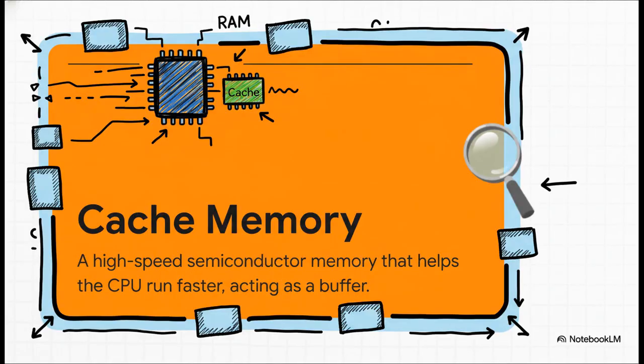I mean, isn't RAM fast enough? Well, the answer is no. The CPU is so unbelievably fast that even with quick RAM, it can still end up waiting around. Cache memory solves this problem. It's a tiny, ridiculously fast buffer that sits right next to the CPU. Its whole job is to guess what the CPU is going to need next and have it ready to go, so there is literally zero waiting time.